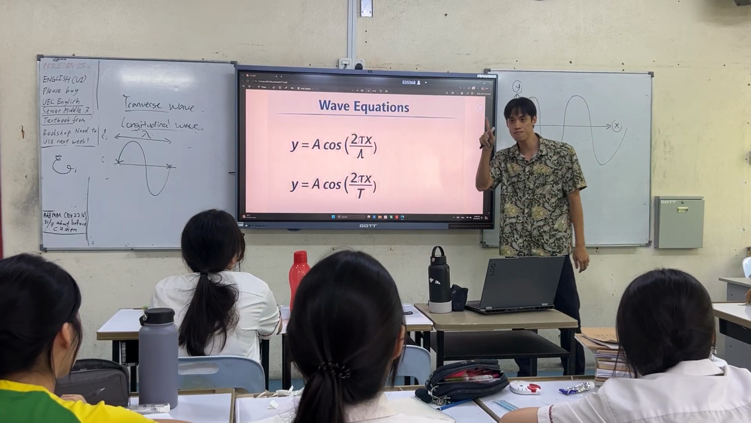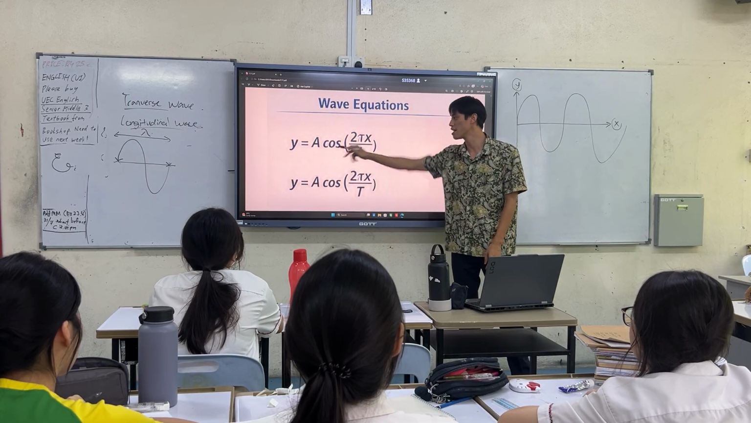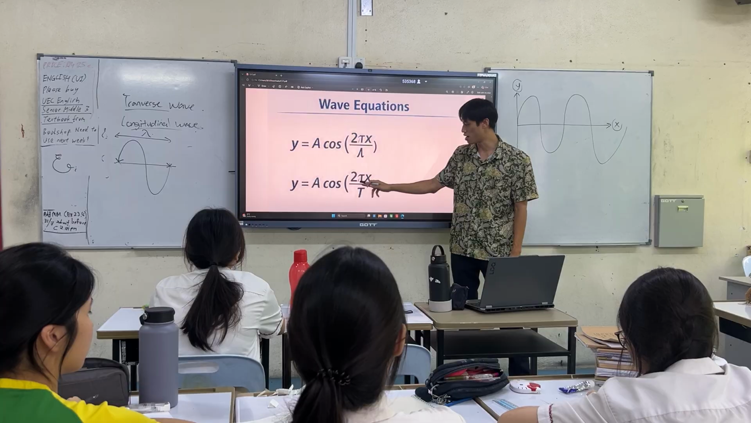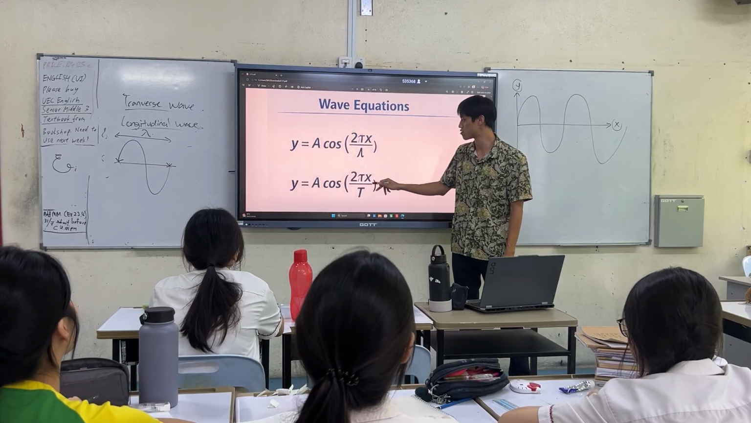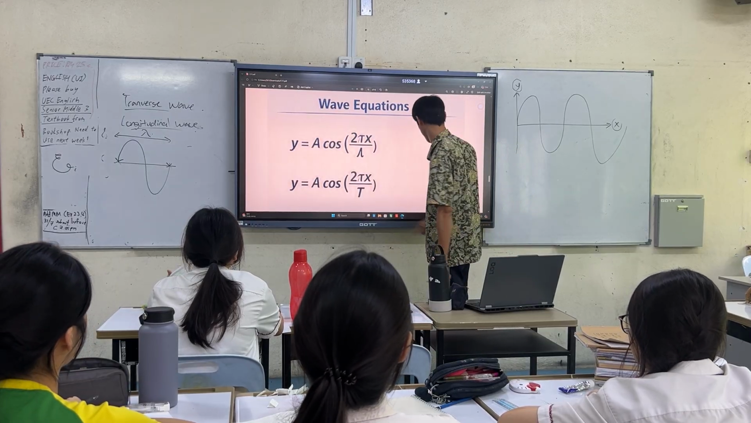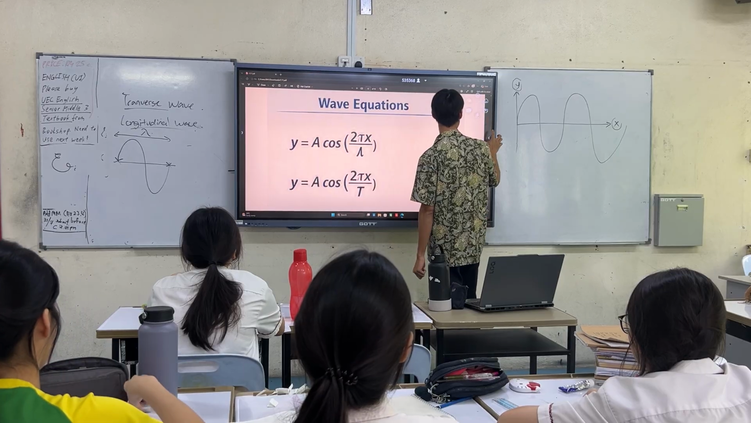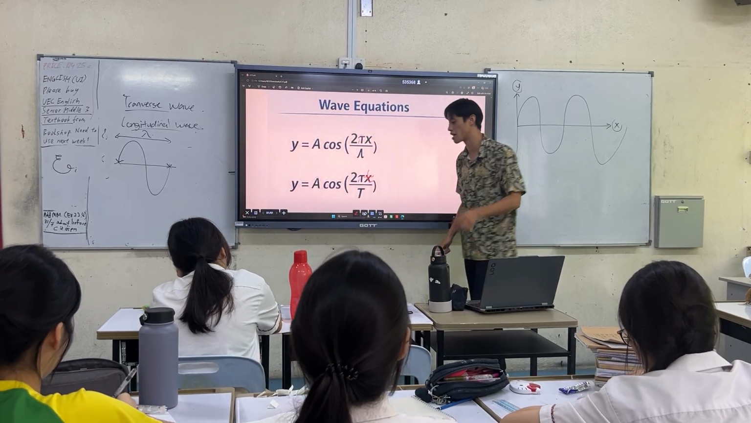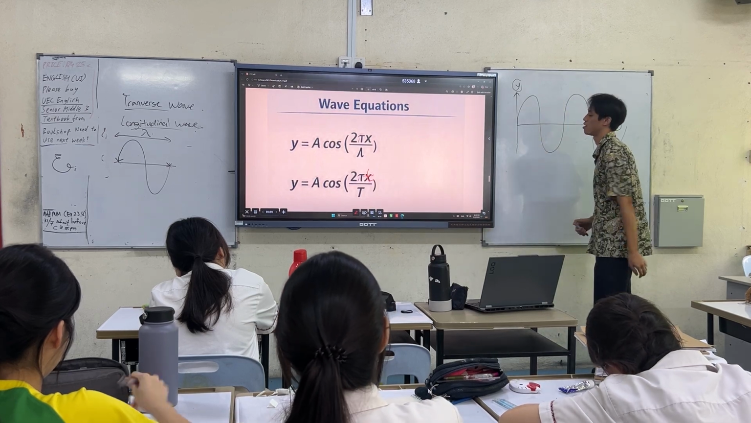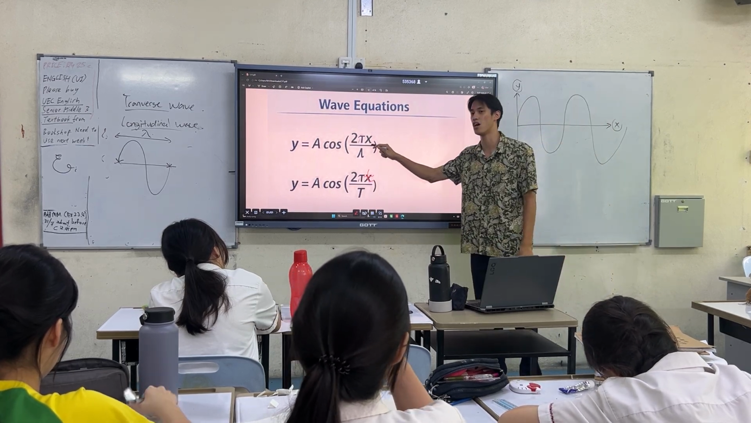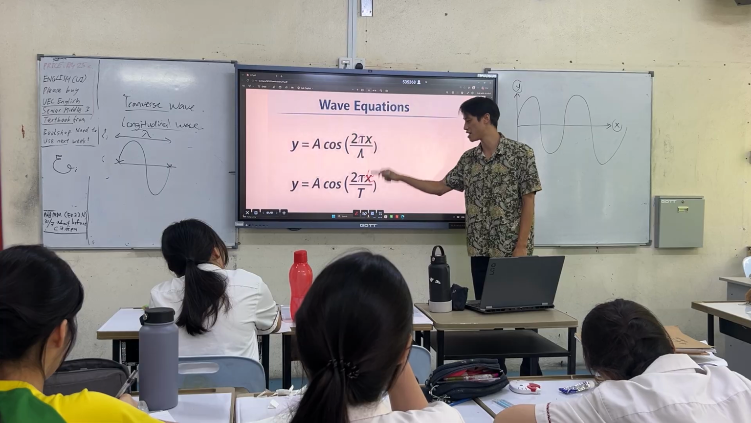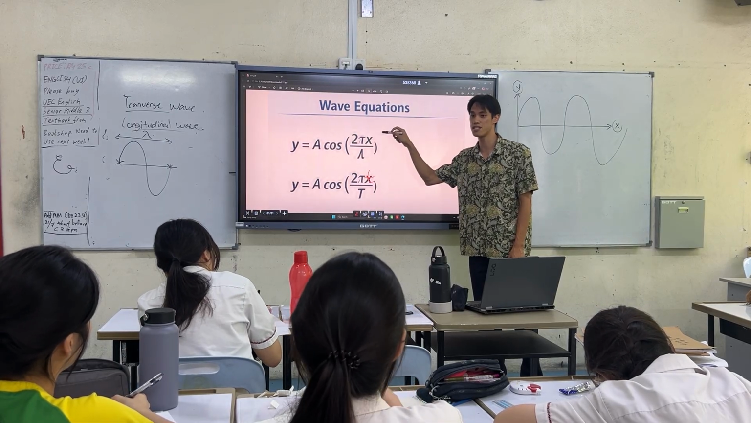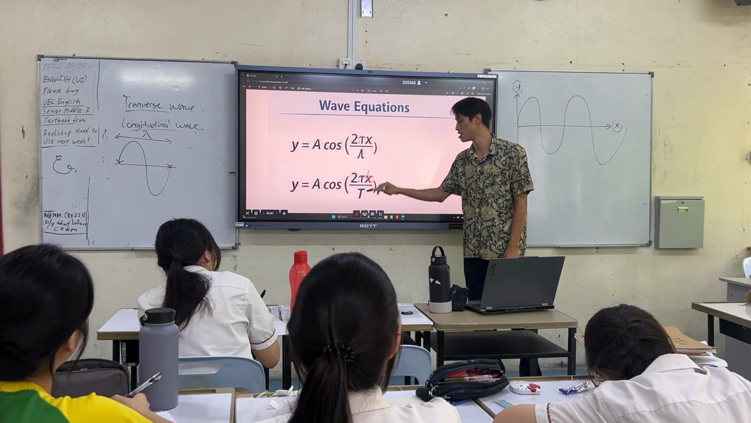There are two. The first one is a cos 2 pi x over lambda. The other is a cos 2 pi t over T, where T is the period. The first one is focusing on the position, and the other is focusing on the time.